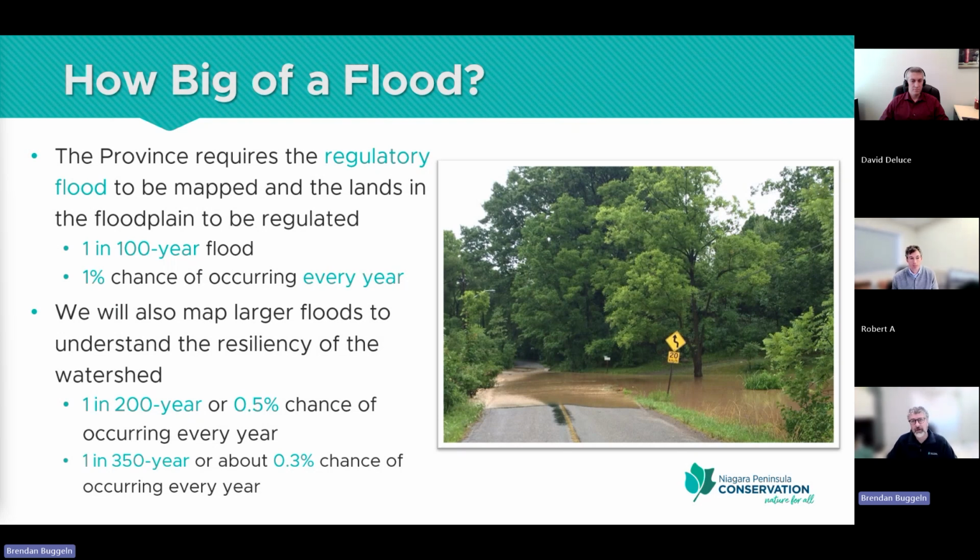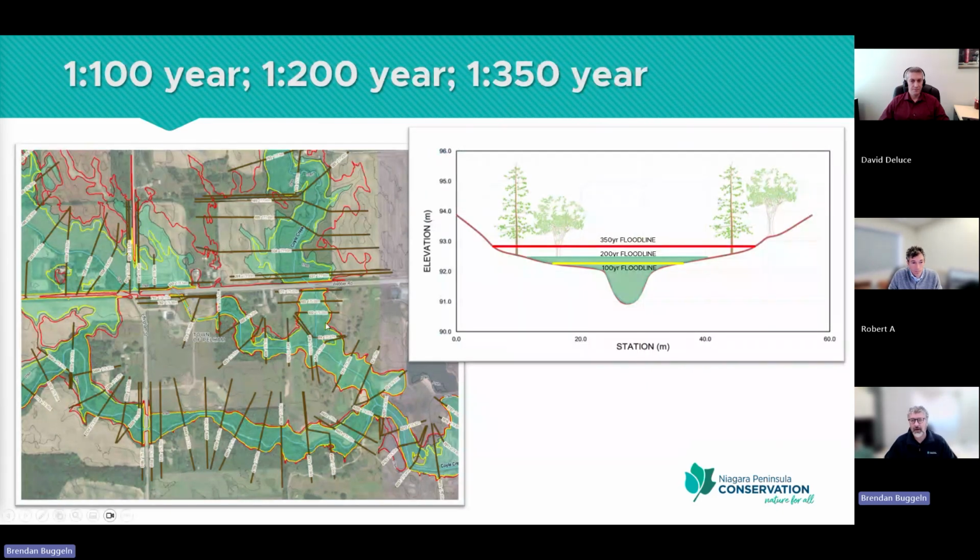And these floods will serve as a bit of a proxy for climate change, because with climate change, we don't really know exactly what's going to happen, but there is some evidence suggesting that floods may become larger and more frequent in the future. So we want to get a sense of how resilient our watersheds are to these larger floods. Here's an example of that. You can see if, for example, the 1 in 100-year flood was down here on this yellow line, then the 1 in 200-year could be slightly larger in the blue shaded area, and the 350-year flood could be the large red area.